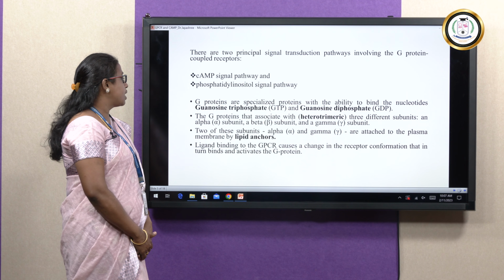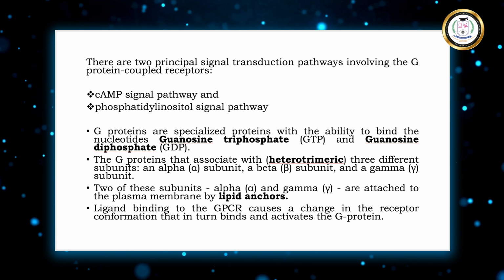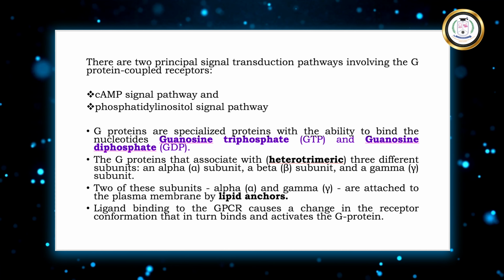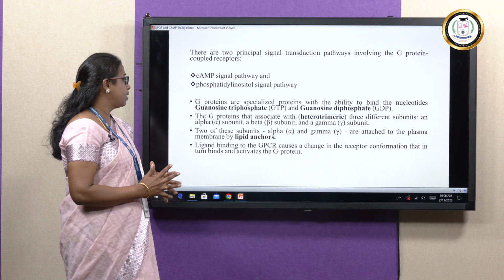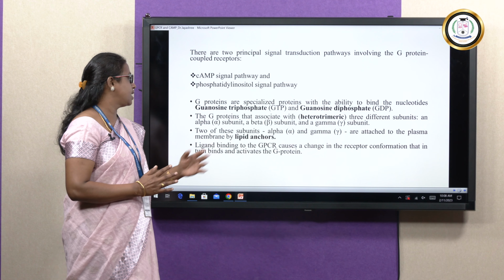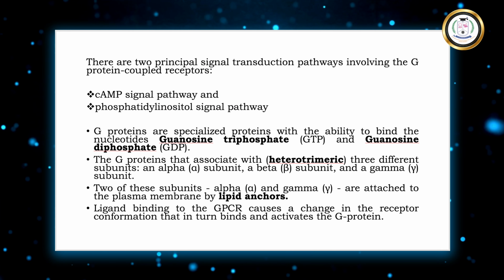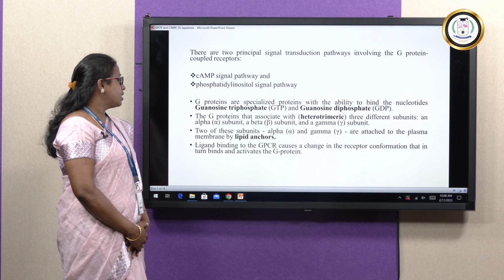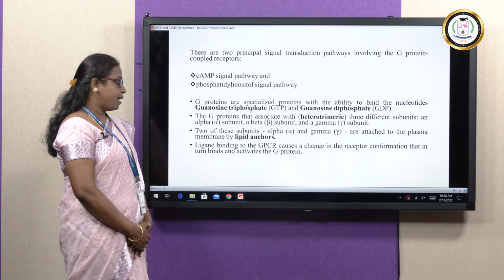G proteins are specialized proteins which are able to bind nucleotides like guanosine triphosphate and guanosine diphosphate, called GTP and GDP. When the G protein is in active form, it is bound with GTP. In inactive form, it is bound with GDP. The G protein is associated with 3 different subunits, as I already mentioned: alpha, beta and gamma. Of these, alpha and gamma are attached to the plasma membrane by a lipid anchor.